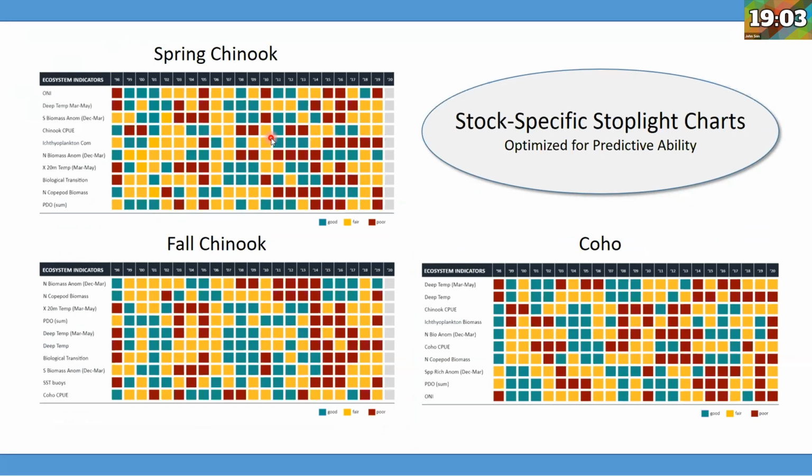But for spring Chinook, as Laurie mentioned, they come out of the river and they go north really rapidly. So the indicators that are related to spring Chinook survival are different than the indicators that are related to fall Chinook survival. And so having these separate tables just solidifies that concept.